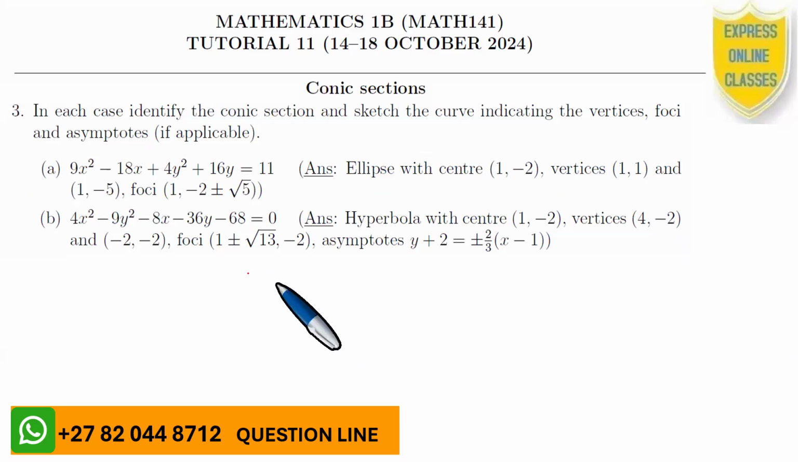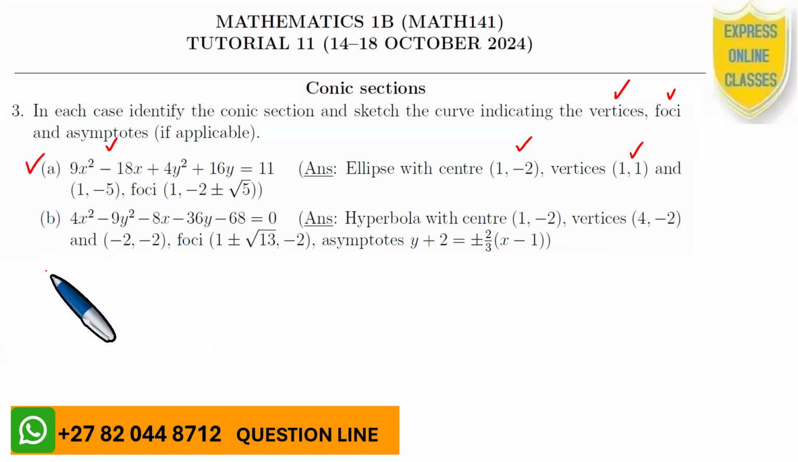But let us look at number 3. In each case, identify the conic section and sketch the curve indicating the vertices, the foci, together with the asymptotes if applicable. If you look at 9x squared minus 18x plus 4y squared plus 16y equals 11, looking at this, we have the ellipse with center (1, -2), vertices (1, 2), etc. Right, so now let us identify this ellipse.